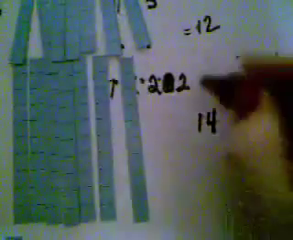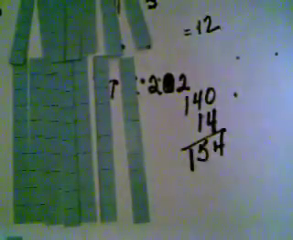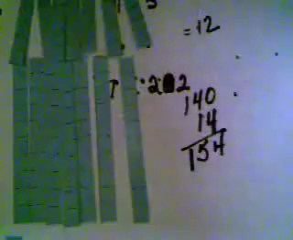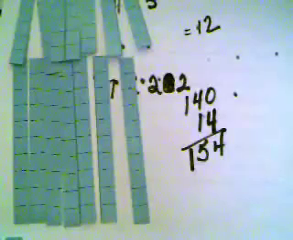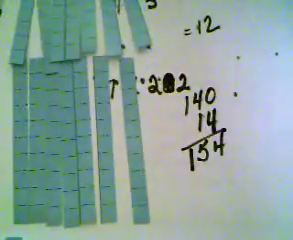Alright, so I think I have 2, 4, 6, 8, 10, 12, 14 units. Now I have 10, 20, 30, 40, 50, 60, 70, 80, 90, 100, 10, 20, 30, 40. So I have 140. So we would say the answer is 154. So the bottom line is that you want to create a rectangle from the two factors that you are given.